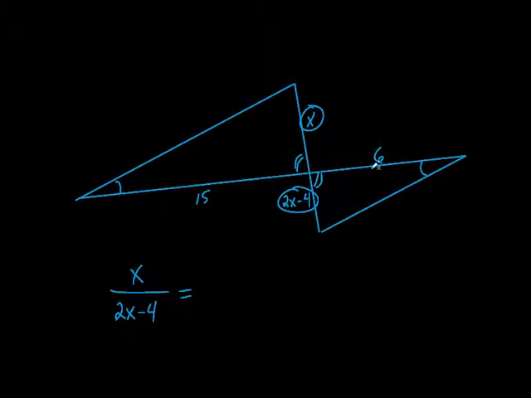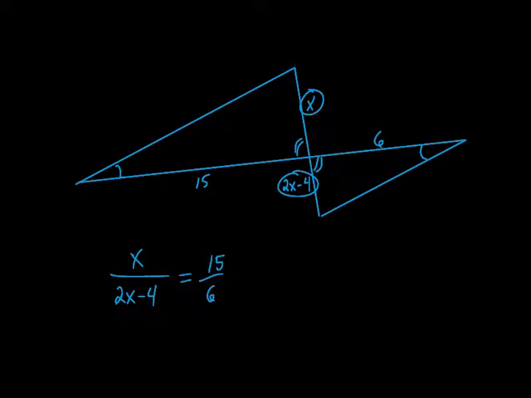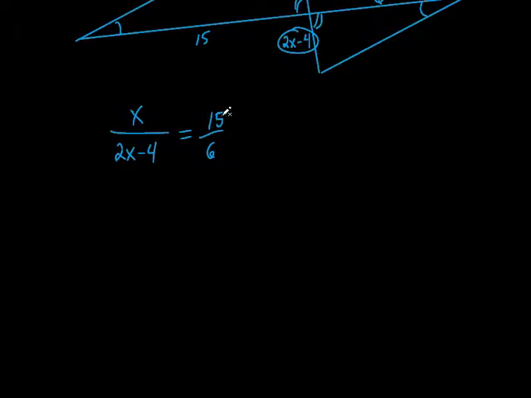And then you come over here, 6 is opposite the angle with no arc. So they definitely go together, don't they? So that equals 15 to 6. Now you could just cross multiply right now. But you know what might make your math just a little bit easier? Look at 15 over 6. What do you think you could do with that?